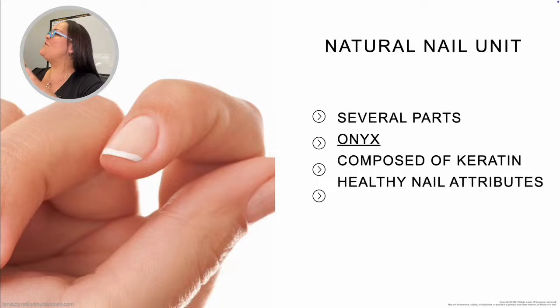From the very first knuckle to the tip of the finger is the natural nail unit. Of course, we deal with the hands in general, especially when we're doing manicures, and we work from the elbow down. But when we're talking about the natural nail unit, it's composed of several parts. Those parts are from the first knuckle to the tip of the finger, okay? And we'll talk about each one in detail: the nail bed, the matrix, the nail plate, the eponychium, on and on, okay?